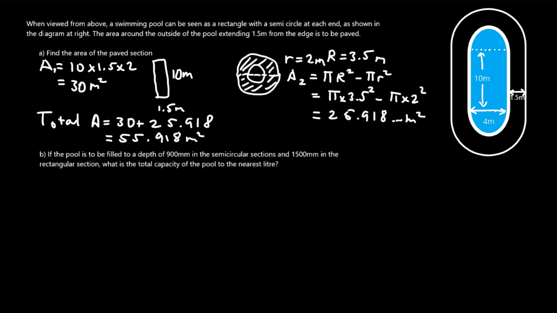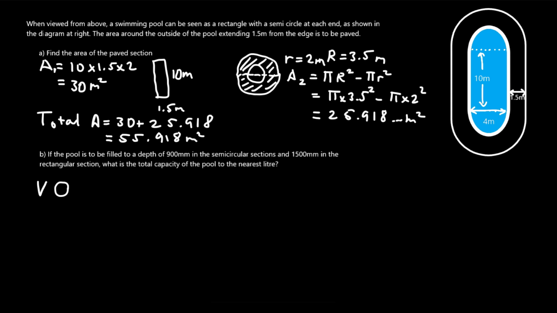Now for part B. If the pool is to be filled to a depth of 900 millimeters in the semicircular sections and 1500 millimeters in the rectangular section, what is the total capacity of the pool to the nearest liter? Okay, there's a lot going on there. So we've got two distinct volumes we want to find. We want to find the volume of the semicircles. Well, how about we say the volume of the circle, because we know if we put those two semicircles together at the end, it'll make a circle.